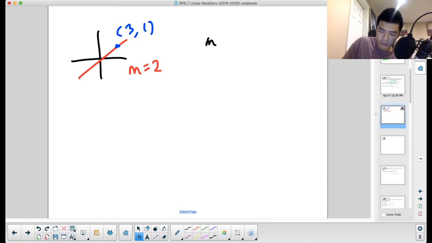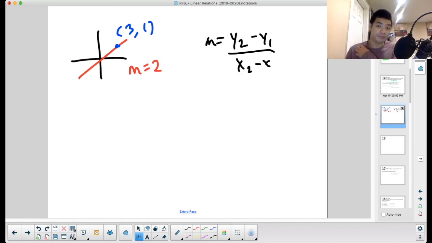m is equal to y2 minus y1 over x2 minus x1. This was the slope formula that we learned about back in RF3, so this should look quite familiar to you guys. And essentially what this tells you is that we're going to have 2 points here that we can use to help us figure out the slope.